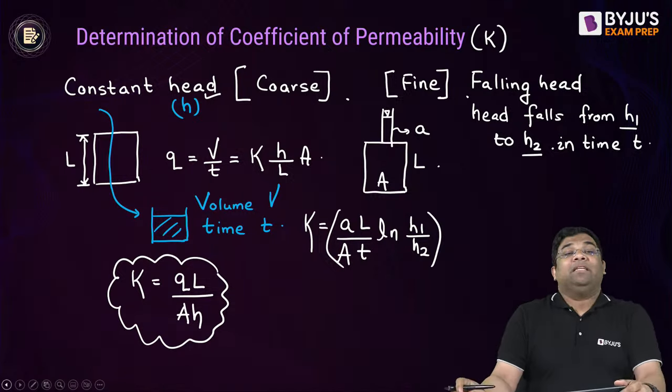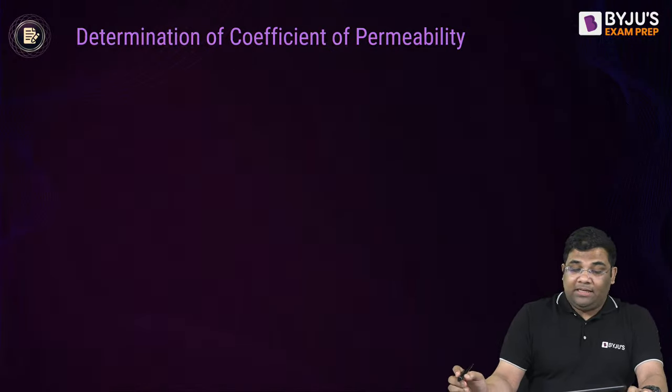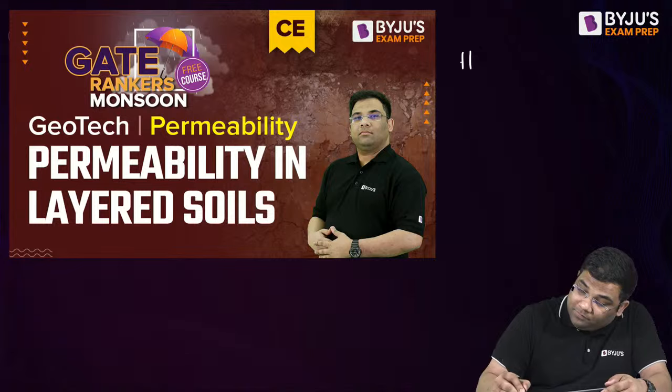So this was the determination of coefficient of permeability. Let us go to the next thing, that is the permeability in layered soil. Permeability in layered soil has two parts. One is the horizontal flow.